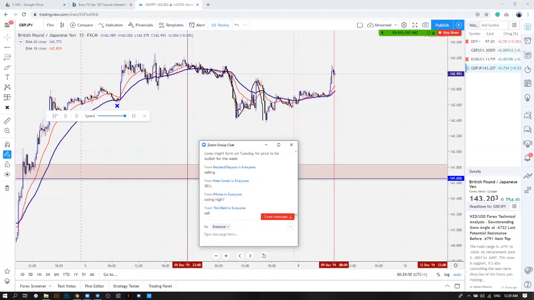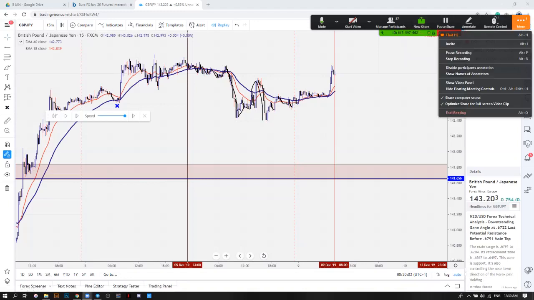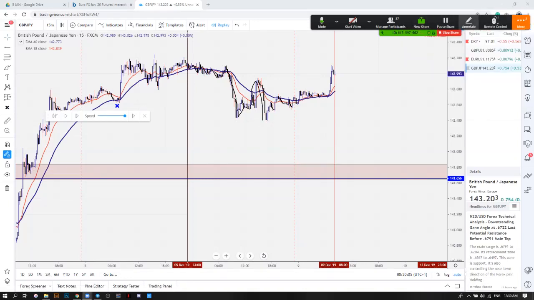Selling, swing high. Okay, sell. Why? No, I want to know the reason why you guys are selling, and I need responses. Only 7 people are replying. There's 37 people on this chat. Let's get your reasons why. So now we're doing this like it's live. This was actually a live trading call, where you had to make a decision. Are you going to buy or are you going to sell?